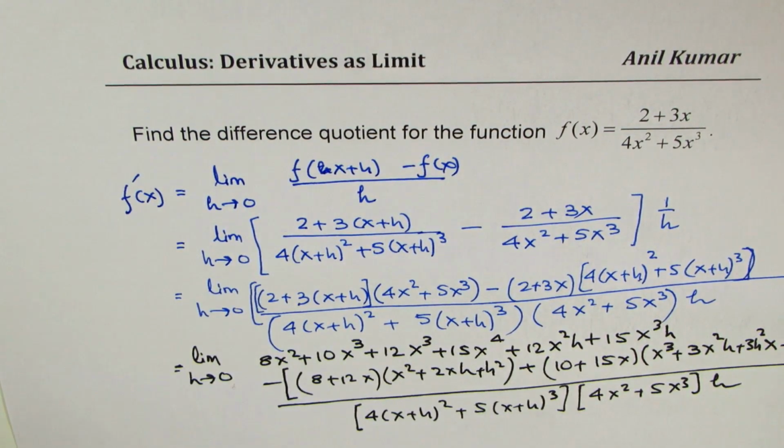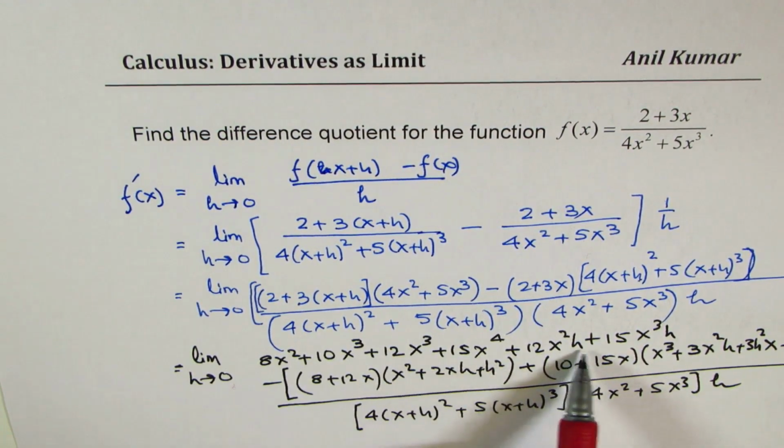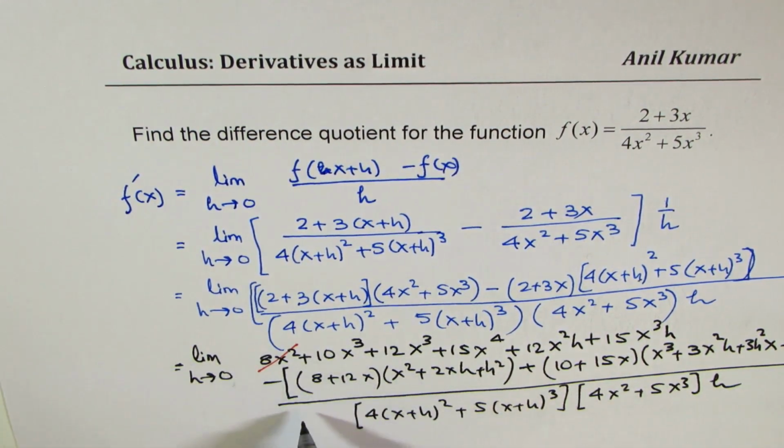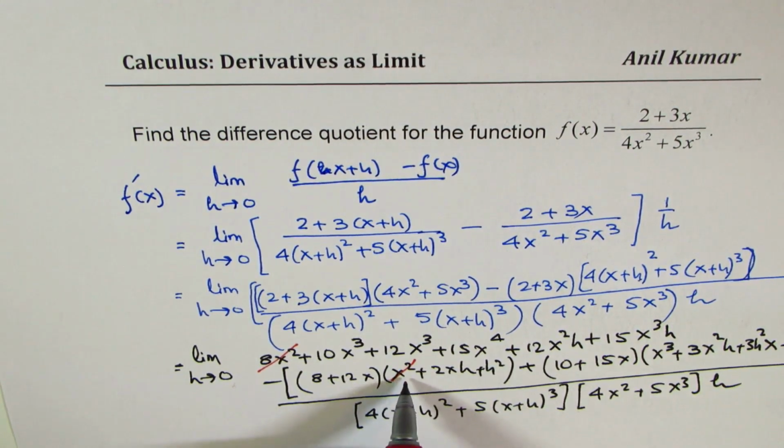Now the question is to simplify the numerator. So what we are going to do is, we know all the terms without h will get cancelled. So let's cancel them. So 8x squared will get cancelled with 8 times x squared. Do you see that? So I'm cancelling this part, 8 times x squared. Is that clear to you?